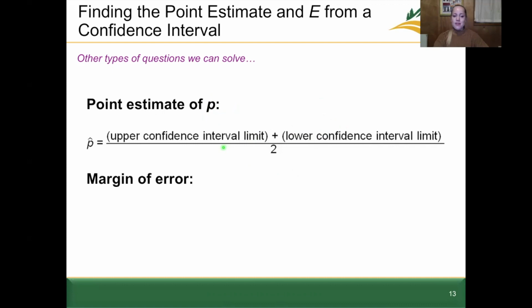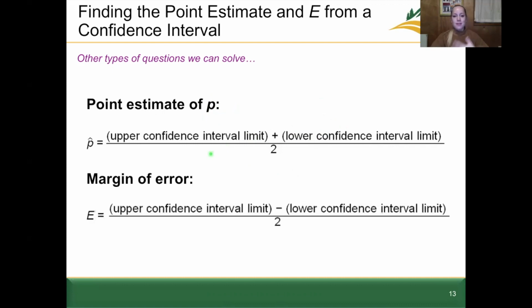Another kind of question we can solve is for the margin of error. To solve for margin of error, or uppercase E, we can do something similar. We take the upper confidence interval limit minus the lower confidence interval limit and divide that by 2. In this style of questions, you may be given an upper and a lower confidence interval limit, and then asked to solve for P hat, the point estimate, or for margin of error, E. So you need to think about what's being given in the question in order to know whether we use a previous formula or one of these formulas.